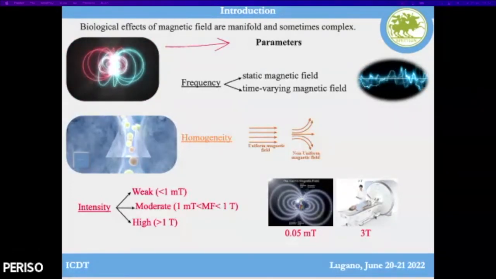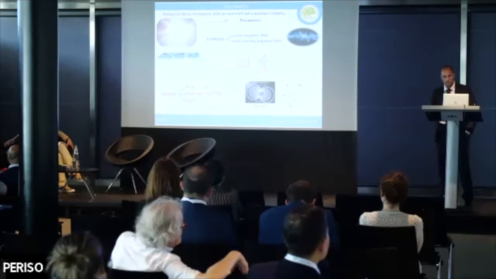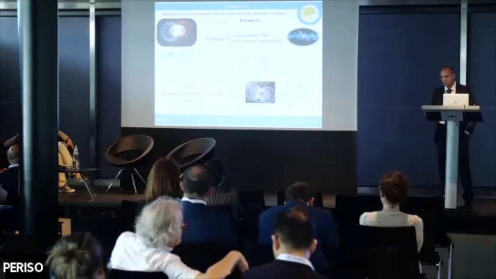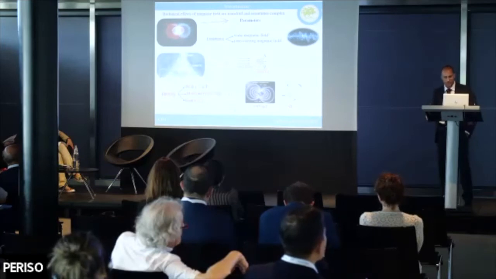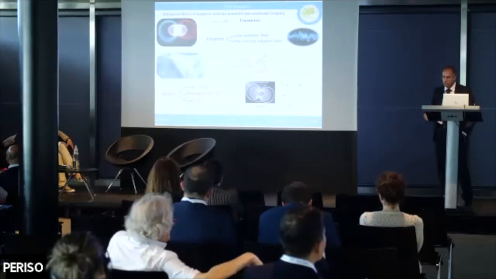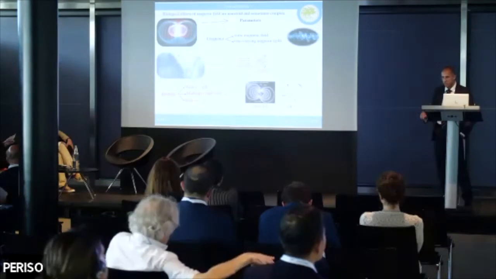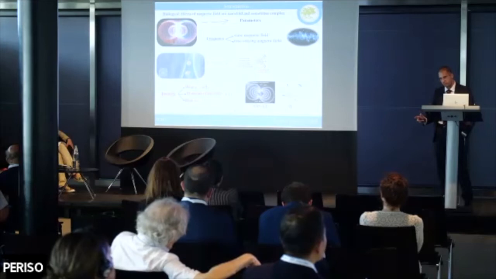In this case, we can talk about its frequency, so whether the magnetic field is a static magnetic field or a time-varying magnetic field. And in the last case, we can divide the magnetic field into subcategories based on its frequency. So we need to know what kind of frequency of magnetic field we are using to understand its effect on the tissue, on the body, on the bone.